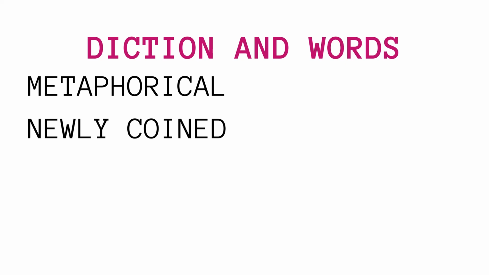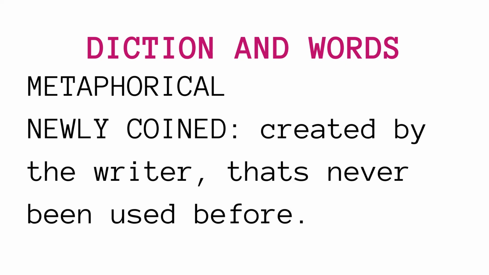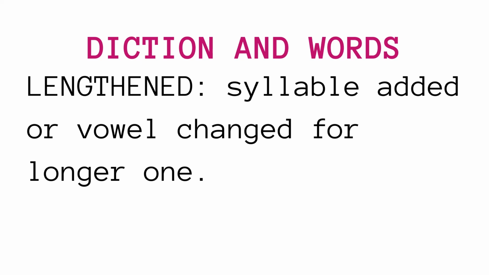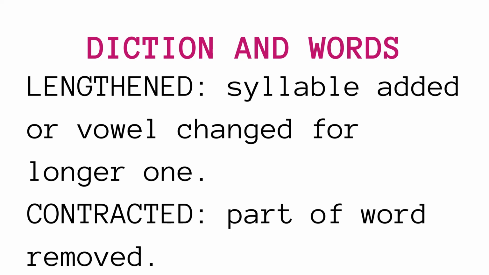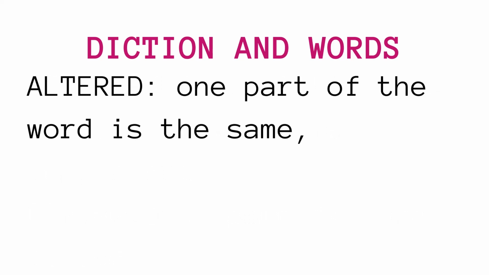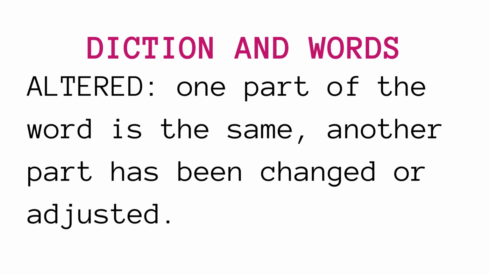4. Newly coined, meaning a word created by the writer that has never been used before. 5. Lengthened, meaning when another syllable is added to it or a vowel exchanged for a longer one. 6. Contracted, meaning when a part of the word has been removed. 7. Altered, meaning one part of the word remains the same, but another part of it has been changed or readjusted.